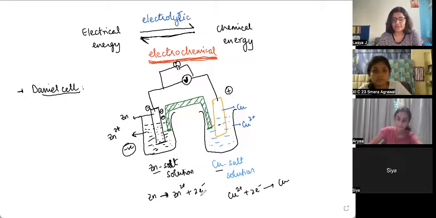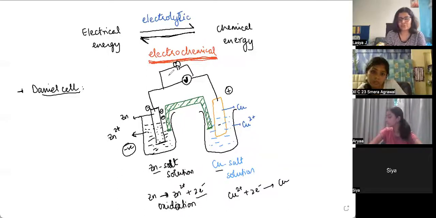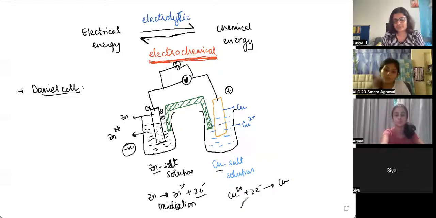Okay. So that is the thing. Because zinc is oxidized and electrons are produced here, this becomes the negative electrode. So this forms the oxidation half because oxidation is taking place. And here, because copper is being reduced by taking up the electrons, this forms the reduction half.